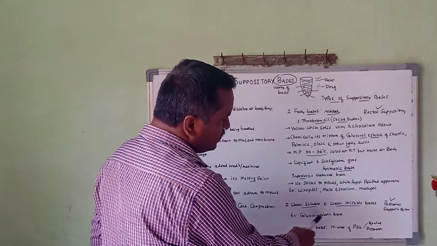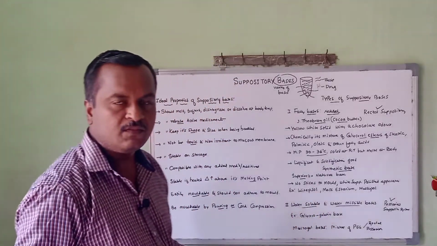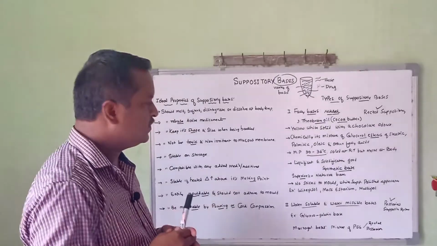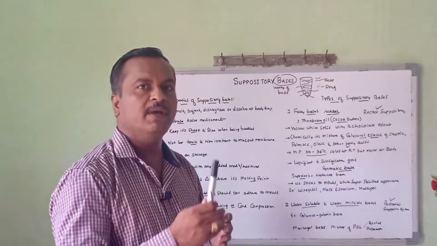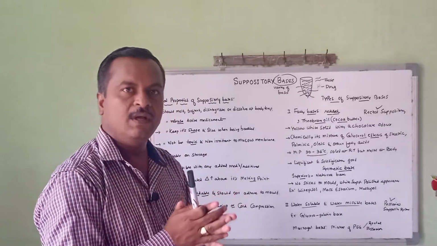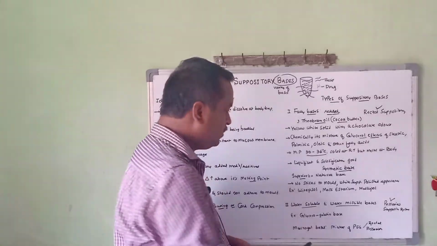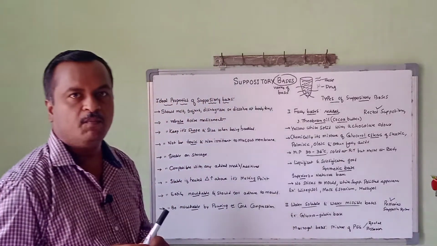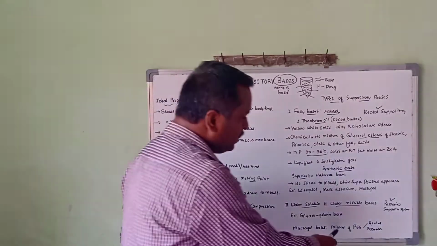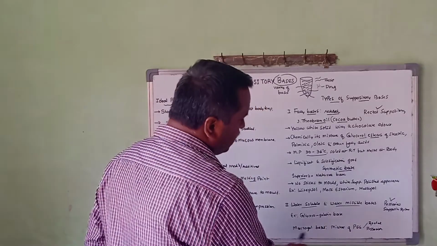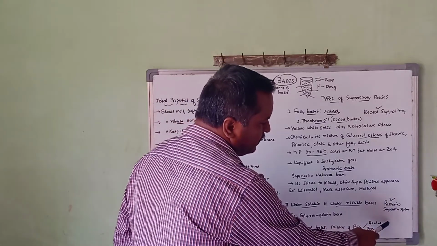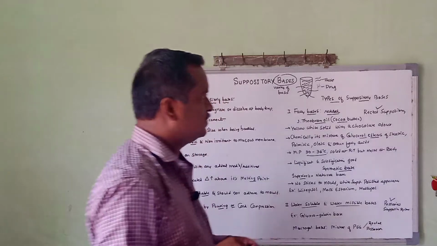One we call glycerogelatin bases. It is a mixture of glycerin as well as gelatin. Here gelatin's main role is solidification of your bases. And another one is macrogol bases. This is a mixture of polyethylene glycol, and this macrogol is also suitable for preparing the rectal suppositories as well as the pessaries.